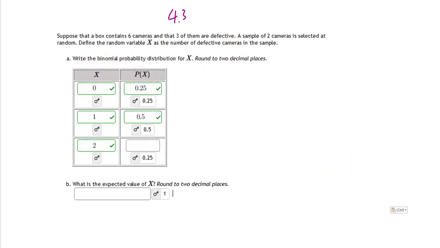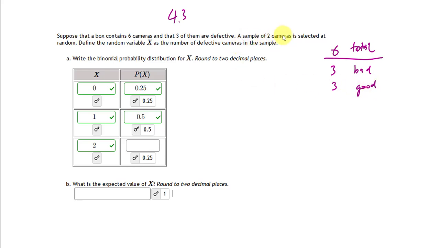This next question is about the binomial distribution function for a discrete random variable. Suppose that a box contains 6 cameras and that 3 of them are defective. So in this case, we have 6 total cameras, and inside the 6 total, 3 of them are the bad ones, right? 3 defective, and therefore the other 3 should be the good ones.